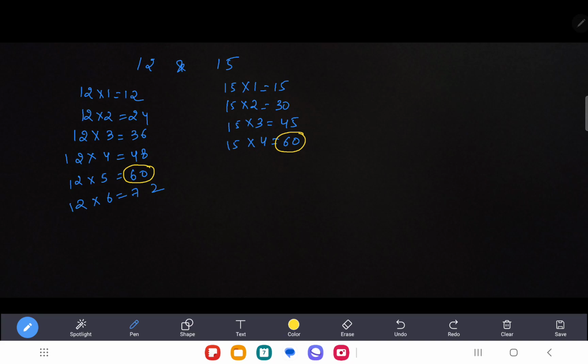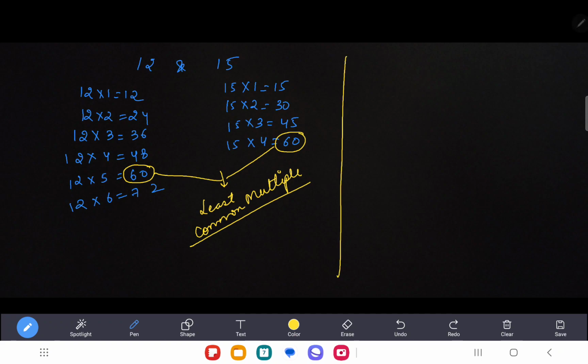Understood or not? Understood. Any doubts in this? No. Okay. So this is going to be the least common multiple. Any doubts in this? No. So now calculate the least common multiple. What is the short form of it? LCM. Some people call it LCD also. That's fine. But least common multiple is this.